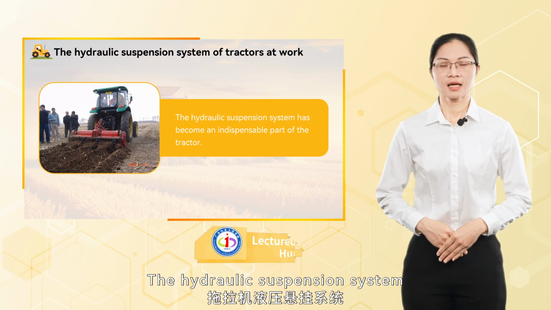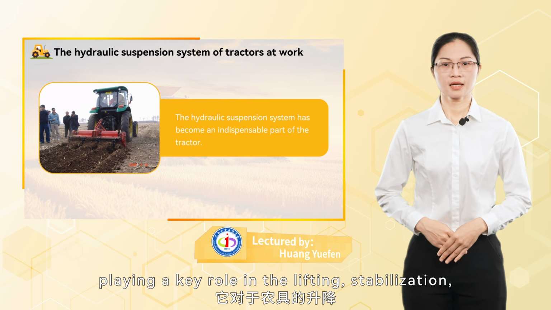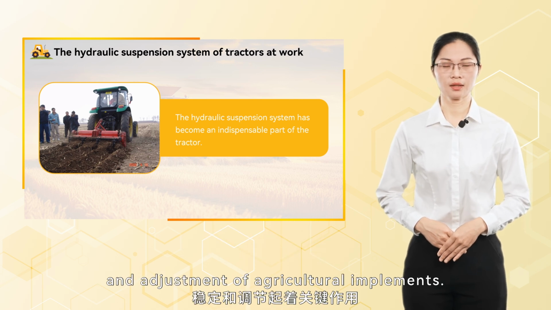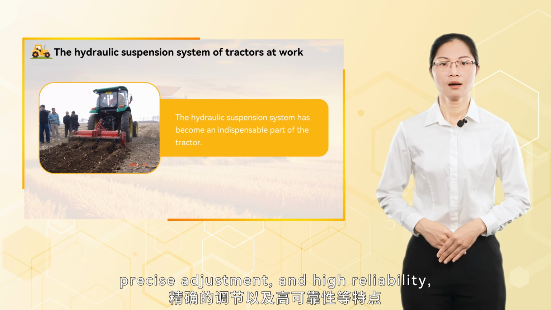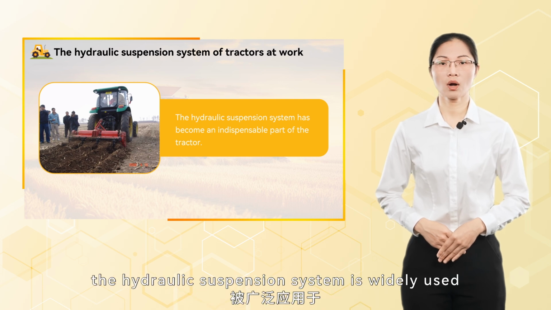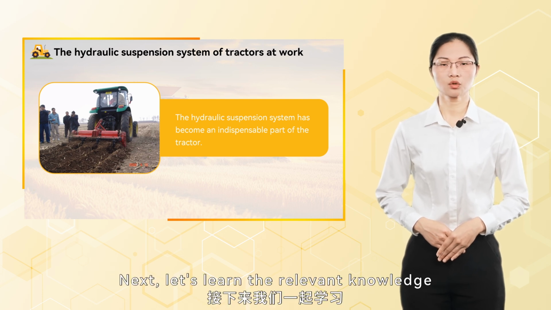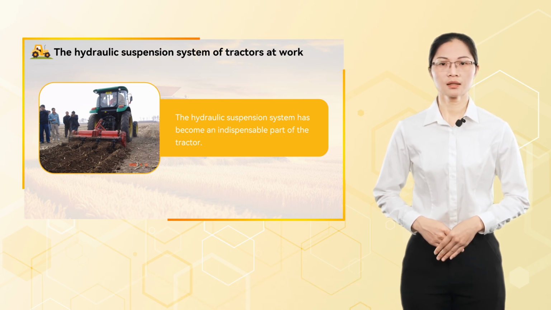The hydraulic suspension system is one of the crucial components of a tractor, playing a key role in the lifting, stabilization, and adjustment of agricultural implements. With its smooth lifting, precise adjustment, and high reliability, the hydraulic suspension system is widely used in various types and functions of tractors. Next, let's learn the relevant knowledge about the hydraulic suspension system of tractors.